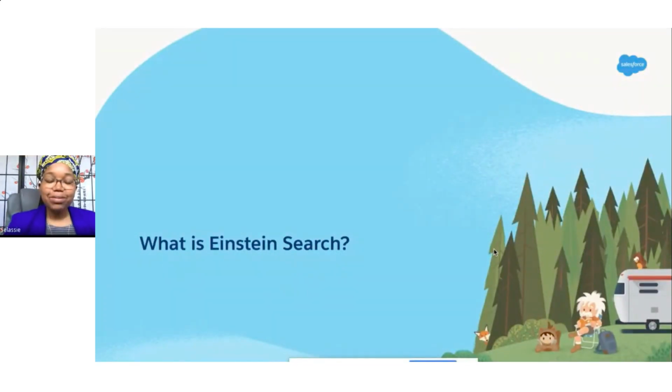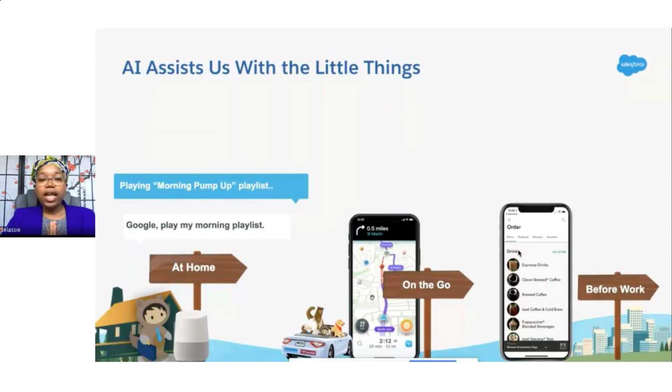All right, super excited to be talking about Einstein Search with you all today. So let's dive right in. Now, we know that AI assists us with all sorts of things. Lately I've been using Alexa in my house to walk me through recipes, because I've been trying out a lot of new recipes recently, y'all. Or set timers and all sorts of things. And we're used to using AI in our maps to help us to get to where we're going. We might be using AI to order food right now. So there's all sorts of ways that AI is helping to assist us.